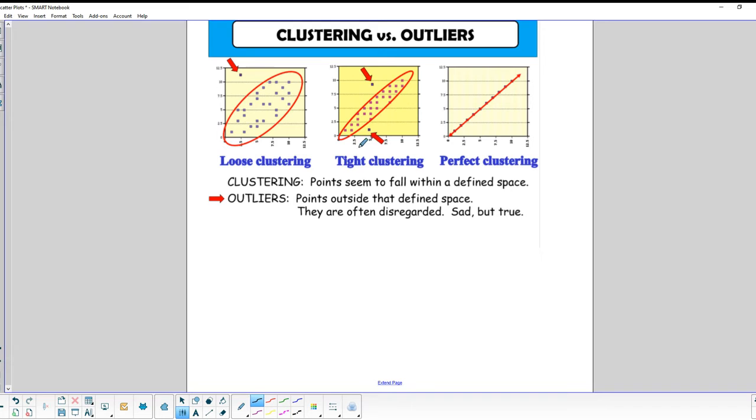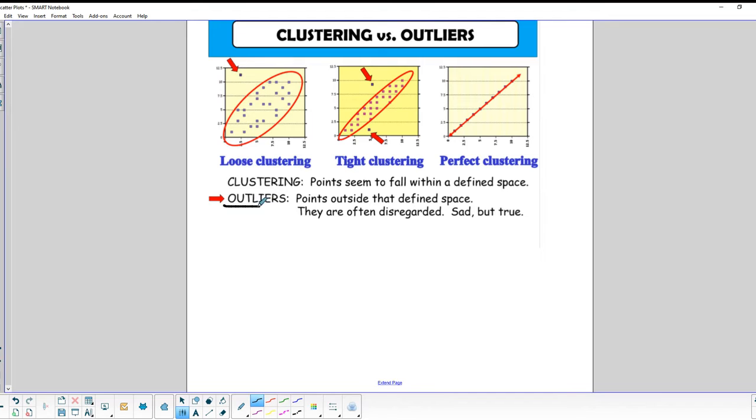All right, sometimes the data is really loosely clustered in your scatter plot, like this one, called loose clustering. Sometimes the data is more concentrated in a more narrow region. That's called tight clustering. And sometimes the data almost lines up in a line like this. That would be perfect clustering, or another word that we used earlier in the year was a linear relationship. Now you also notice there's a couple of dots that are way off to the side here.